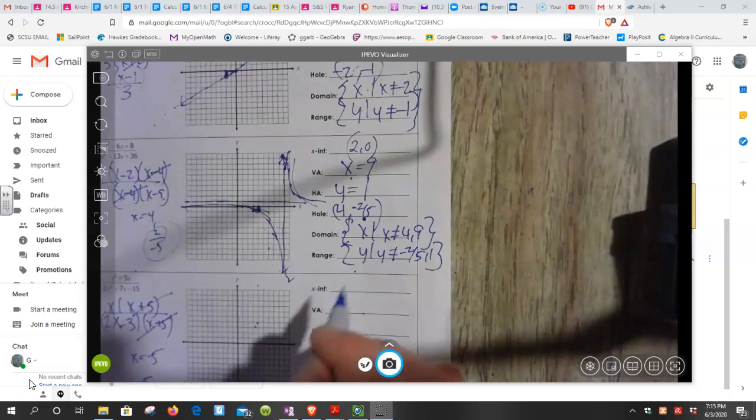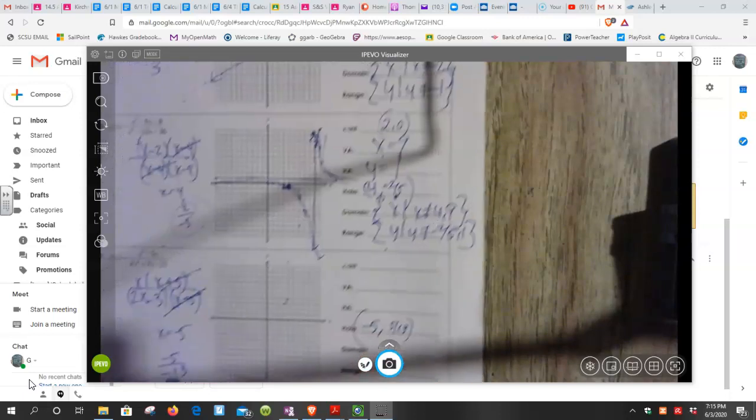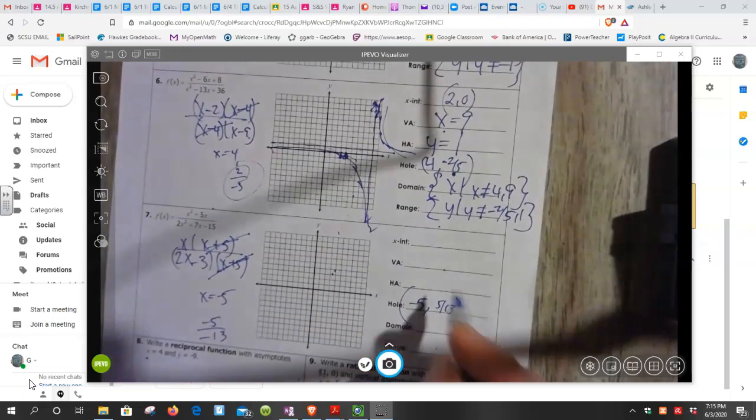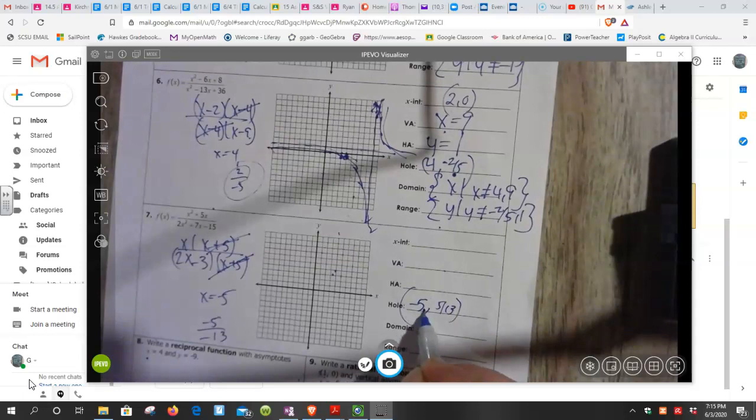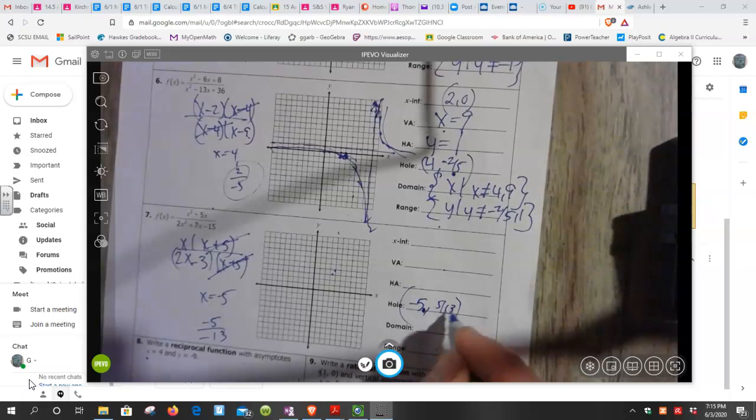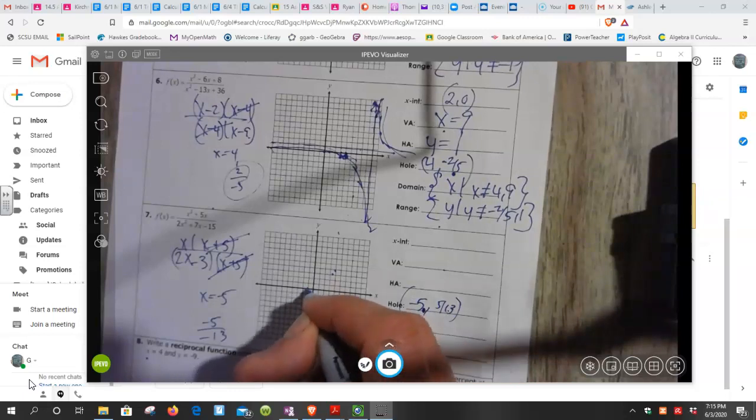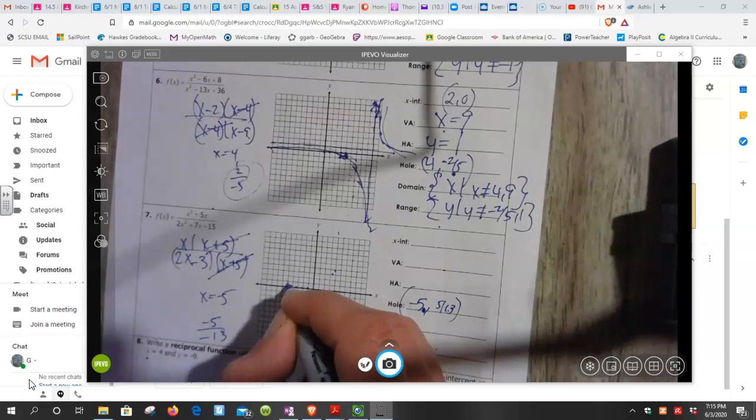You factor out these and you get x plus 5. So -5 is the x coordinate of the hole. You put it back in, you get 5/13. So (-5, 5/13). That's the hole right there.